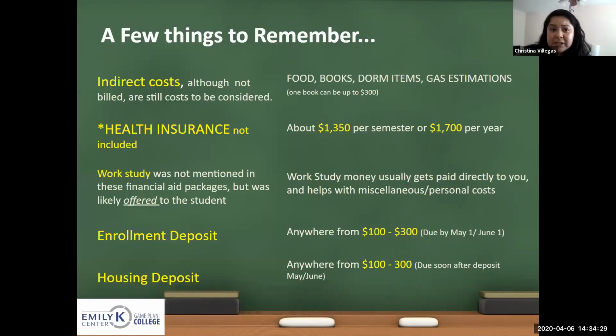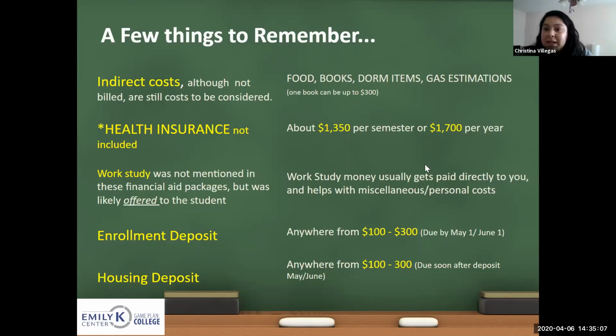So a couple other things to consider. Indirect costs, I did mention that. So although food, books, dorm items, and travel and all that, it's not included in your bill, you will need to cover these expenses and they vary per student. Health insurance, we just talked about that. That will be an additional cost if you don't have your own or if you're not on your parents'. Work study. So work study was not directly mentioned in these financial aid packages. Sometimes they are mentioned, sometimes it's a separate email that comes later if you're offered.